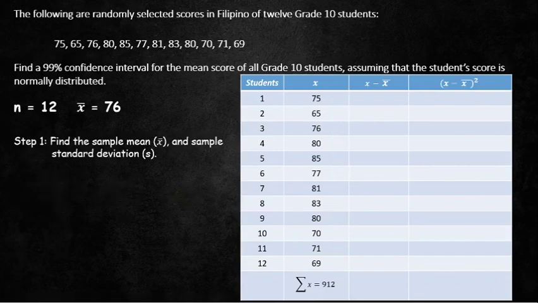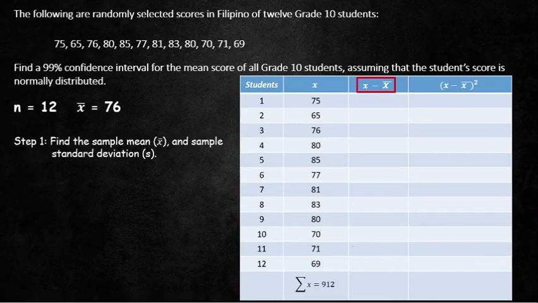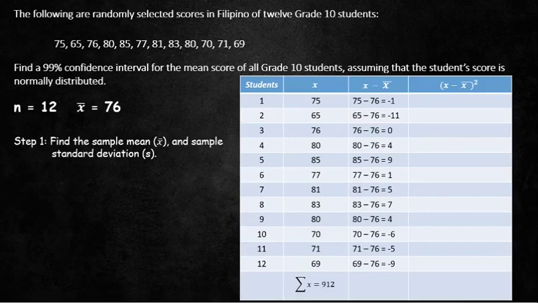The next thing to do is to fill up the blank rows for the third column. We simply subtract the value of our sample mean from the values of x. The first value of x is 75. So 75 minus 76 is equal to negative 1. That is what we will place in the third column. The next value of x is 65. 65 minus 76 is equal to negative 11. Then we will write it down again. We'll do the same process for the next values of x up to the last. So that is how it's going to be.